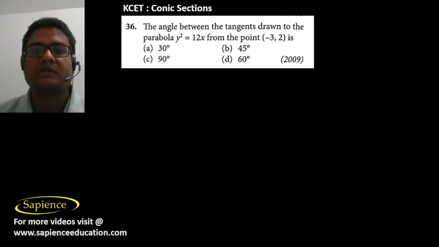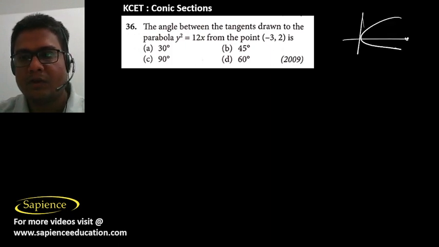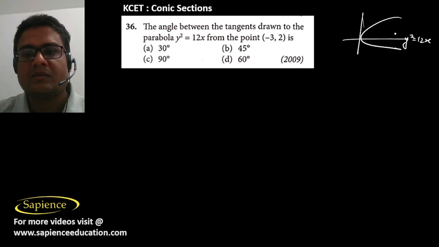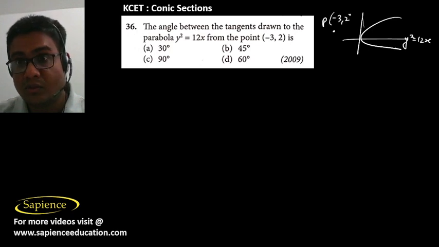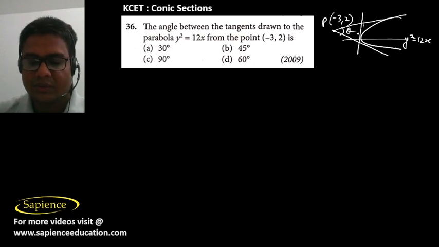Question number 36 is, the angle between the tangents drawn to the parabola, that is y square equal to 12x, from the point minus 3 comma 2. So here two tangents can be drawn to this parabola from the given point. So we need to find the angle in between these two tangents.